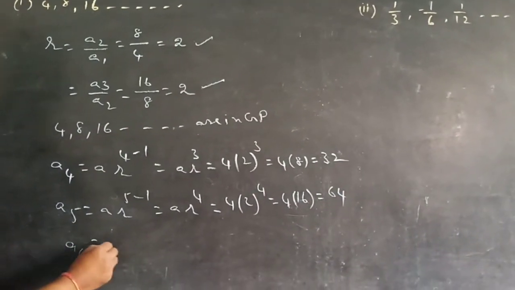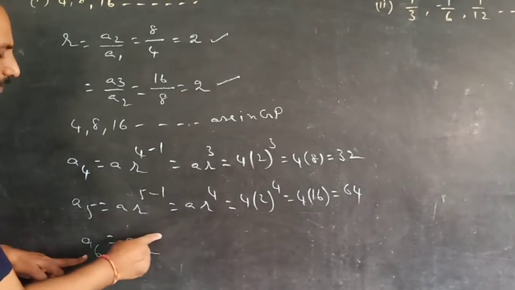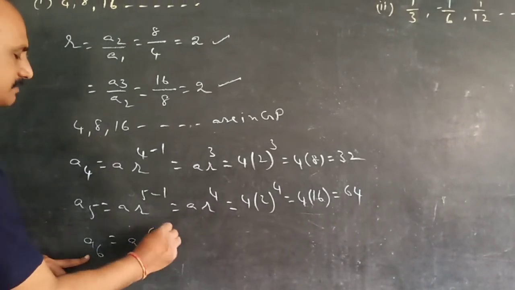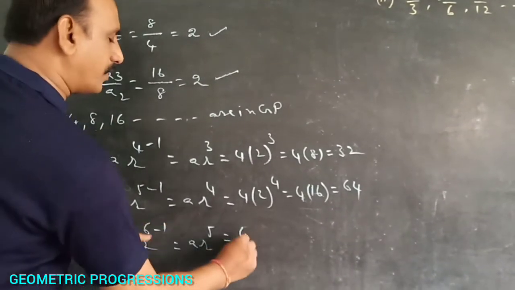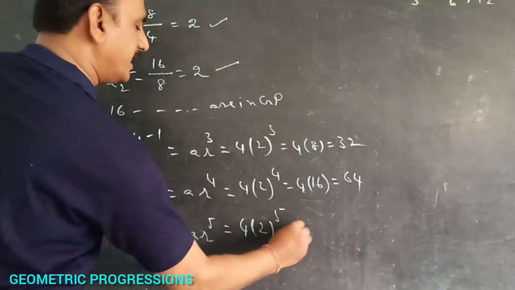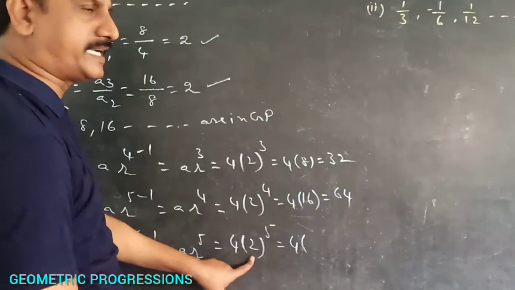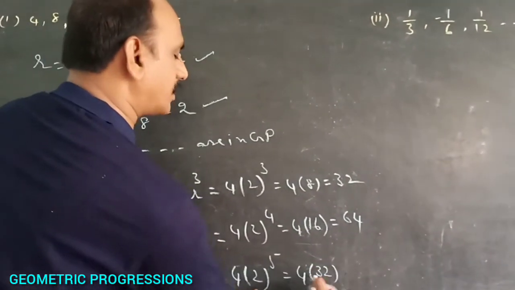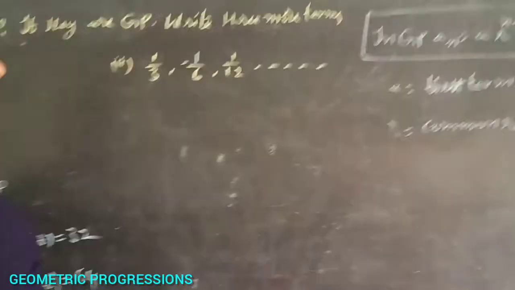Next A6. Nth term formula A into R to the power of n minus 1. Here 6, 6 minus 1, so AR to the power of 5. That is A value 4, R is equal to 2 to the power of 5. That equal to 4 into 2 to the power of 5. 2 is multiplied 5 times, that is the result 32. That equal to 128.